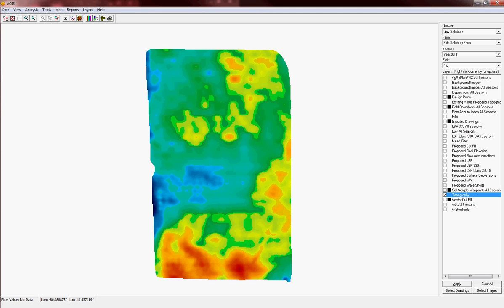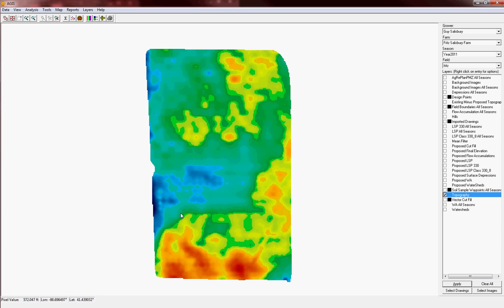Okay, I'm going to tell the story a little differently this time. Instead of looking at the cross sections, we've got a way to flood the field and show you how it's going to drain. What you got here is your existing topography. If I roll around on it, you see the elevation.